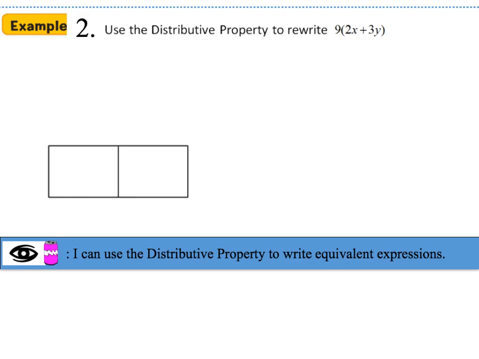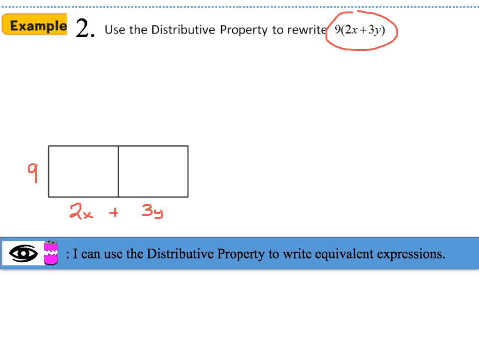Example 2 says use the distributive property to rewrite 9 times the quantity of 2x plus 3y. So if I look at this problem, it gives me parentheses, so I know that these numbers should go on the outside of my model. So since 9 is the greatest common factor, let's place the greatest common factor of 9 on the left-hand side of the model. The length of the first box is worth 2x. The little line, let's put a plus sign there. And the length of the second box is worth 3y.